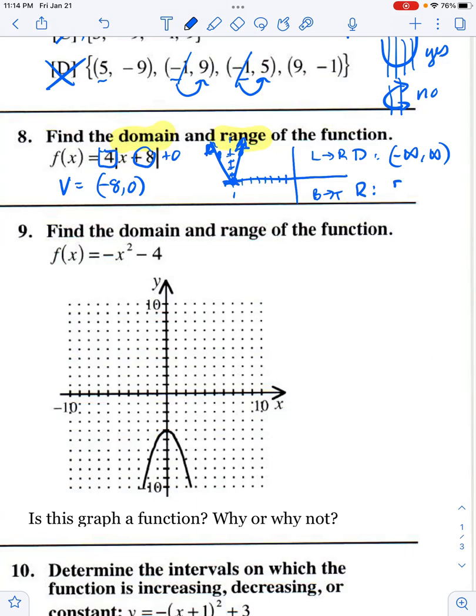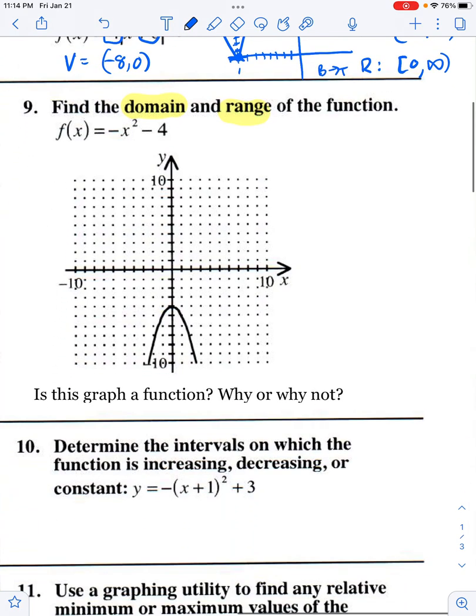Well, the lowest this goes is 0, but it actually hits it, so it's included in the graph, so I use a bracket. And then it goes up forever, but you can never get to infinity, so you leave it as a parenthesis. This one would be tricky, except for they graphed it for us. So now we can just use the graph. So in this case, I believe these are meant to be arrows, so we'll just treat it like that.